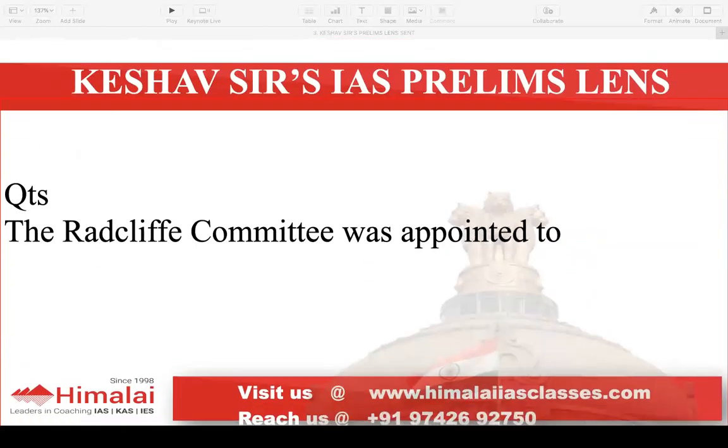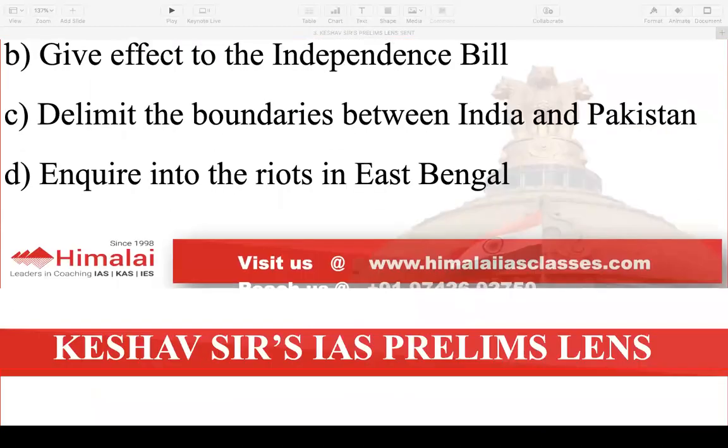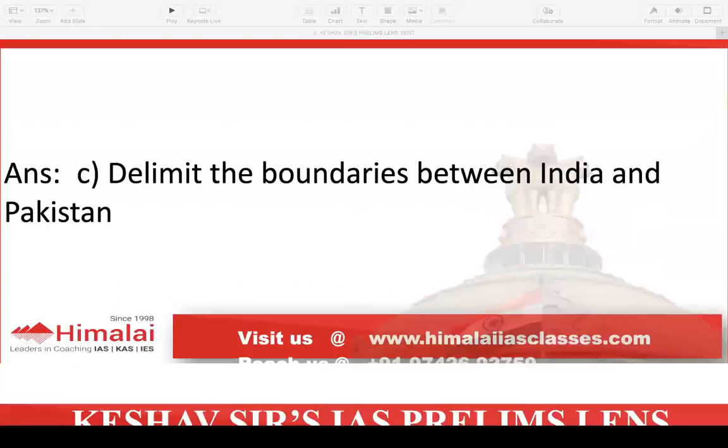Next question. The Radcliffe Committee was appointed to A, solve the problem of minorities in India. B, give effect to the Independence Bill. C, delimit the boundaries between India and Pakistan. D, inquire into the riots in East Bengal. Here we know that the Radcliffe Line runs between India and Pakistan. So the option is C, delimit the boundaries between India and Pakistan.